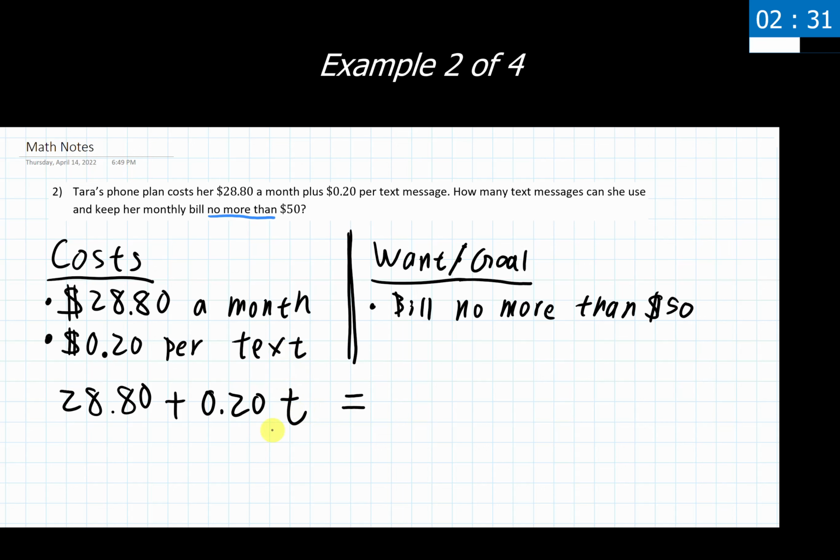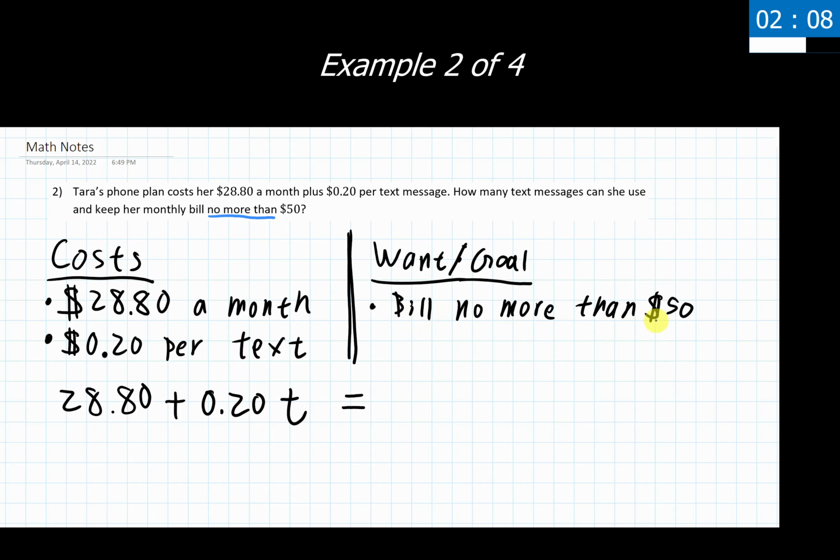You could use X, you could use N, you could use whatever you would like to. But I don't know how many texts are being sent in this 1 month. And that makes sense because we are looking to try and find out how many texts can keep the bill under $50. So that being an unknown, that makes sense. That aligns with what we're doing. Awesome. Now what do we have on the other side?